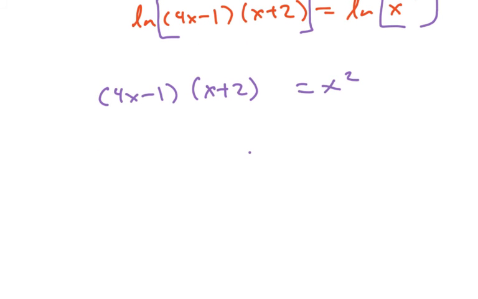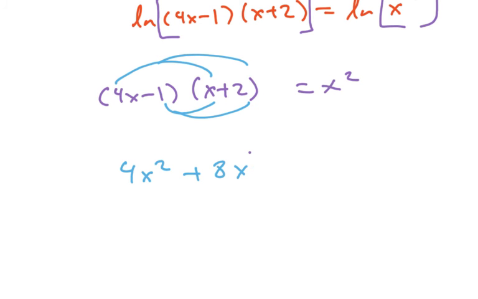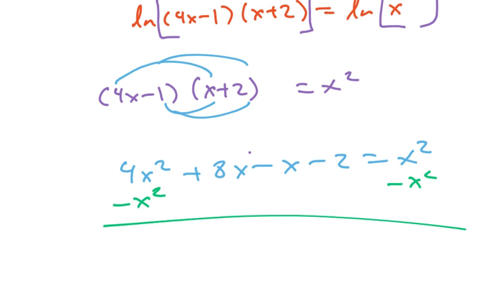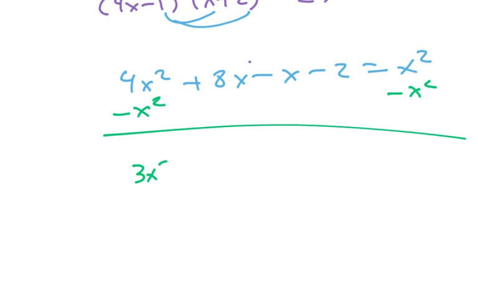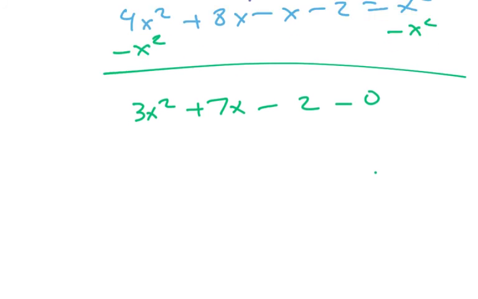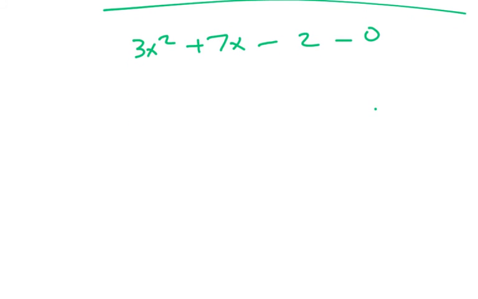And we just solve. So distribute. We're going to get 4x squared plus 8x minus x minus 2 is x squared. Go ahead and put the x squareds together. 3x squared plus 7x minus 2 equals 0. And you've got two choices here. You can try to factor it, or you can just use the quadratic formula. I'm going to try to factor it.